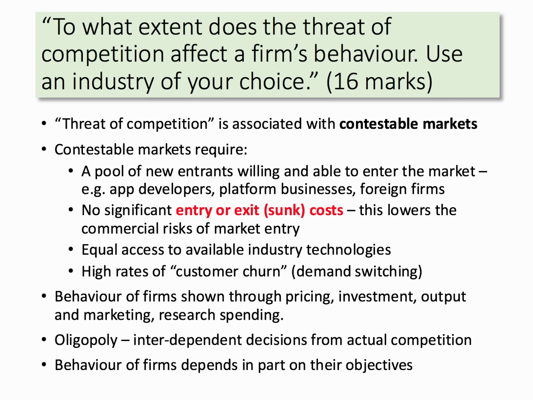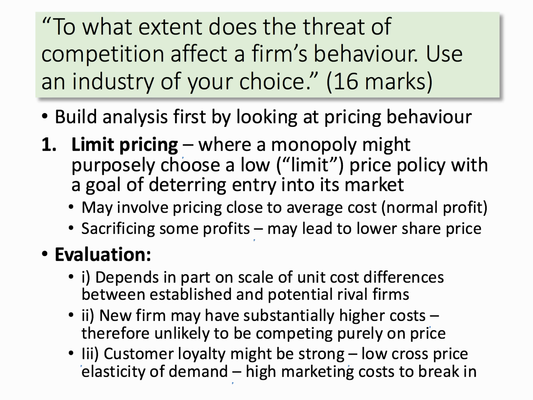The question talks about firms' behaviour, so you can mention any aspect of firm behaviour in your answer, but typically you'll be looking at pricing decisions, investment, output, how much they spend on marketing, and decisions such as how much to spend on research and development. You can certainly talk about oligopoly in this question. The behaviour of firms is affected by actual as well as perceived threat of competition, and crucially, of course, in an oligopoly you have interdependent decision making. And the behaviour of firms also depends not just on the market structure, but also on their objectives. That's really an evaluation point you can come back to at the end.